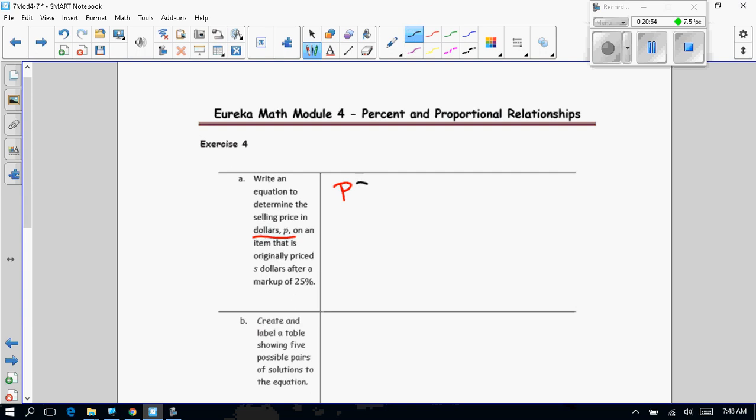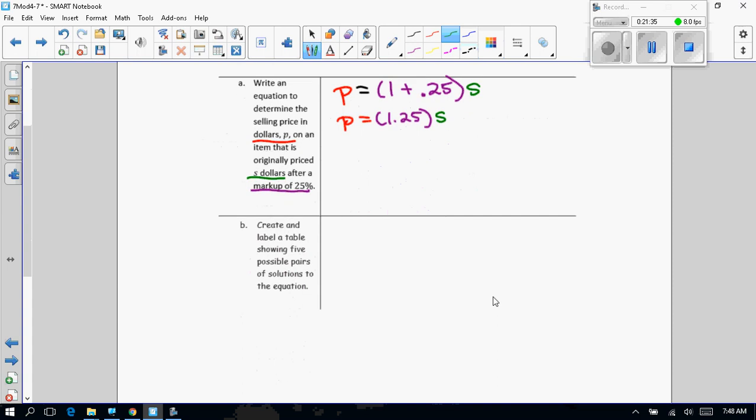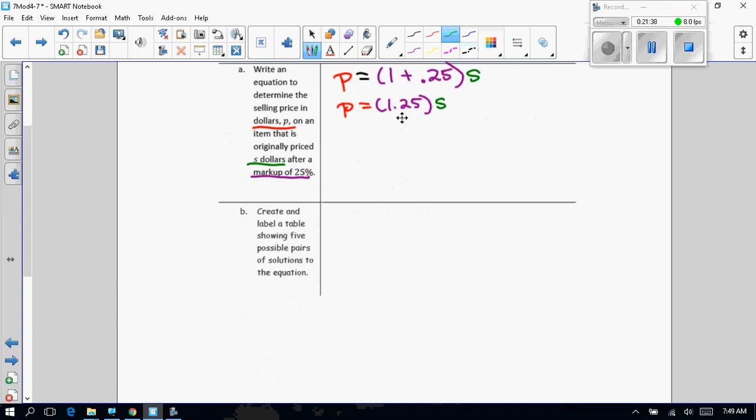We know that the selling price P is equal to the original price, which is S, and we're going to do a markup of 25%. So a markup is 1 plus that value, in this case 0.25, times our S, which is our selling price. All right, so in other words, my price is going to equal 1.25 S, right? So that's an equation. No matter what selling price I have, if I know I'm just going to mark it up 25%, everything in my store I mark up 25%, I can then just use this equation to figure out my new selling price. So using that equation, let's make a table, all right, of different values.